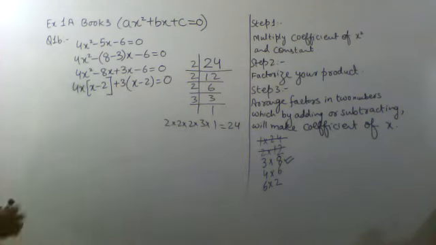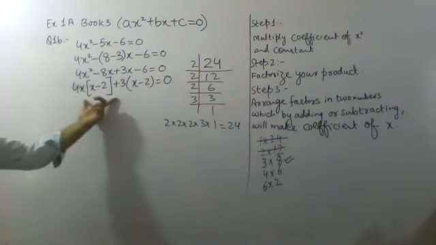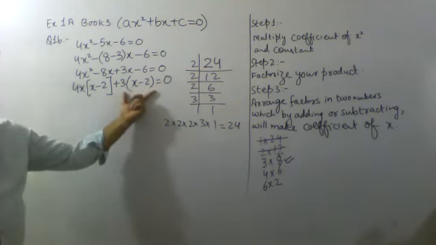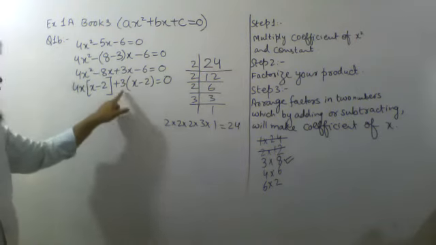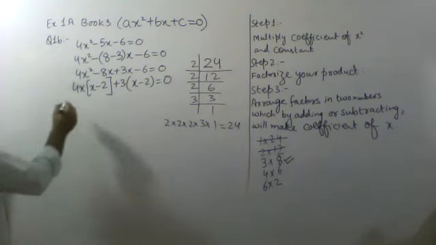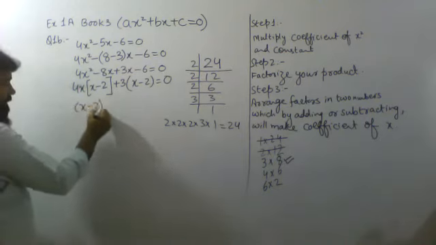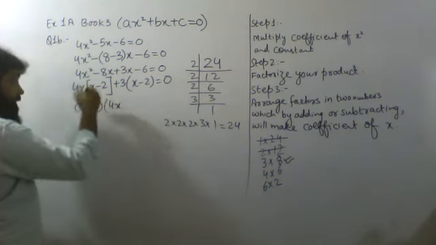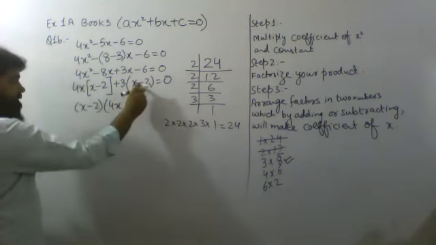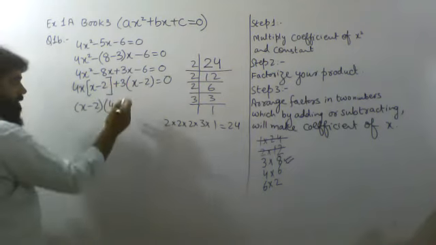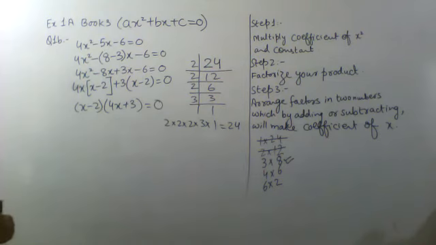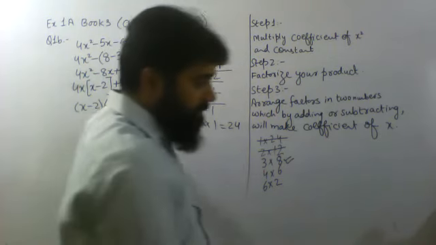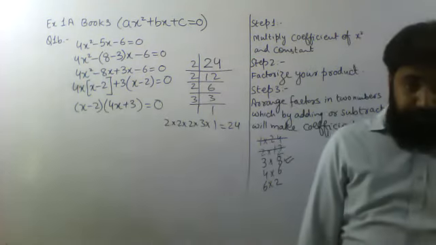After this, what will you do? Brackets are same. X minus 2 over here multiplied by this, x minus 2 multiplied by this. So I am taking x minus 2 common. From here, what will remain? Write it in a new bracket, 4x, and from here x minus 2 is common. What is remaining? Plus 3 equals 0. So the product of these two is equal to 0.